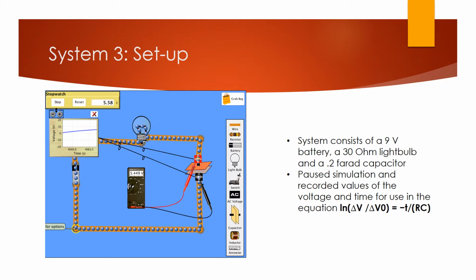Our third and final system was very similar to that of our second system, with a 9-volt battery, a 30 ohm light bulb, and a 0.2 farad capacitor. In this step, we paused the simulation and recorded values for the voltage of the capacitor as it was discharging over time. We got values of voltage and the time associated with it for a total of 20 seconds that we would later use to plot on an Excel graph.